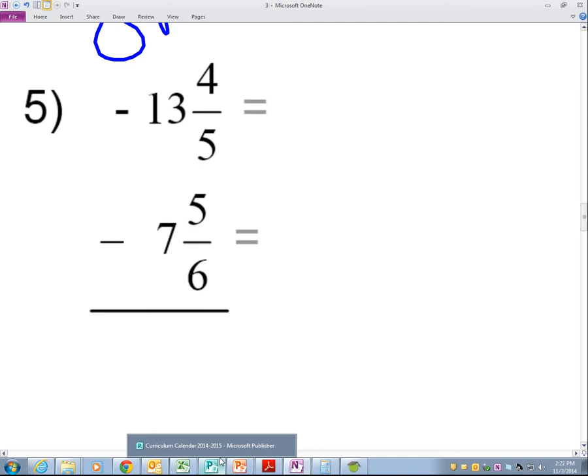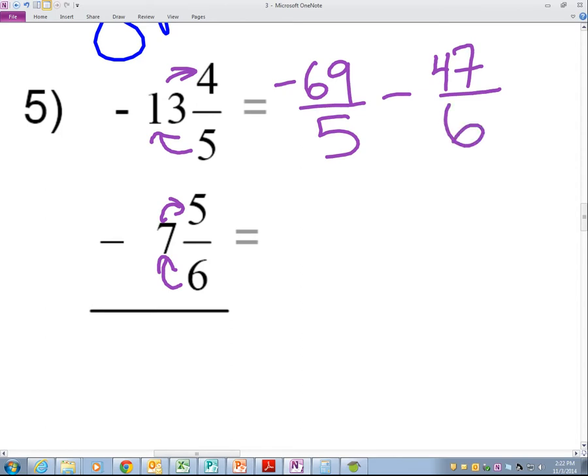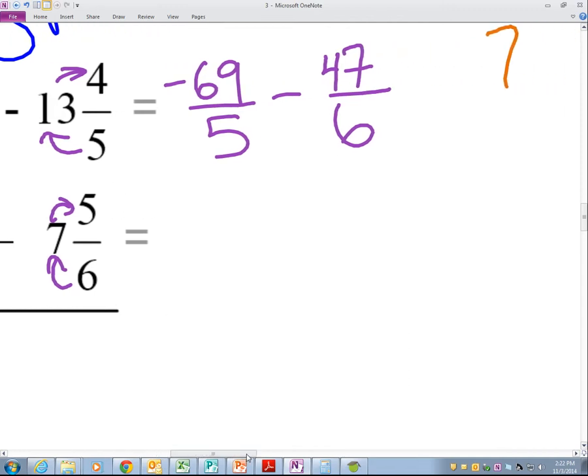Okay, I'm going to start working through this one. A couple seconds early, but that's fine. I have to multiply 5 times 13, which is 65, plus 4, which is 69, negative 69 over 5, minus 42 plus 5, 47 over 6. So I have 69 over 5 minus 47 over 6.